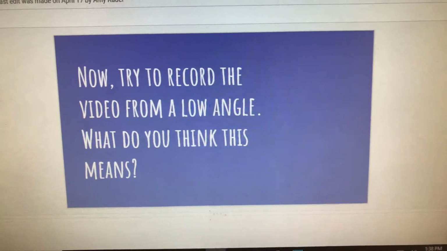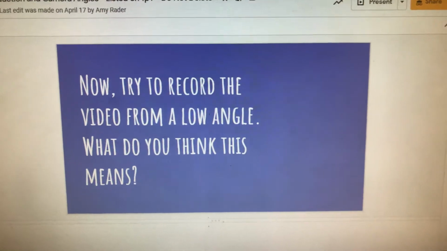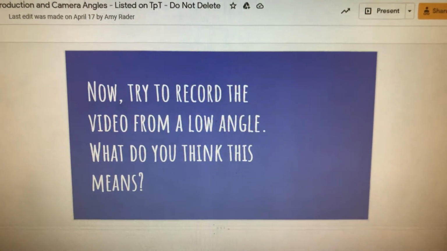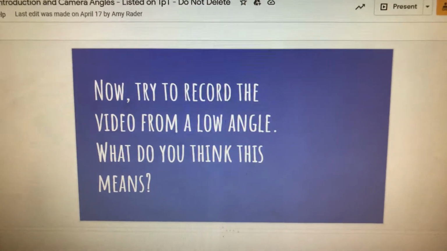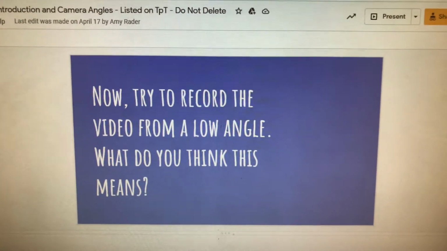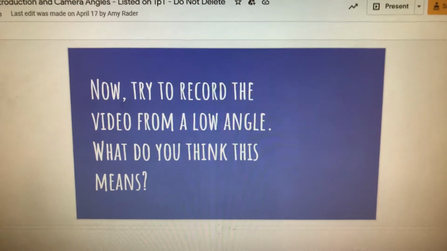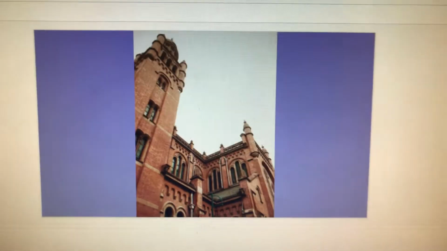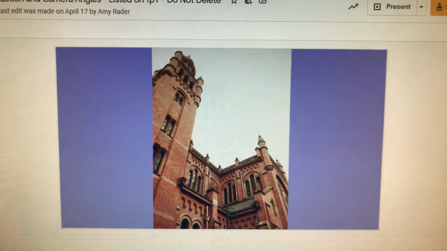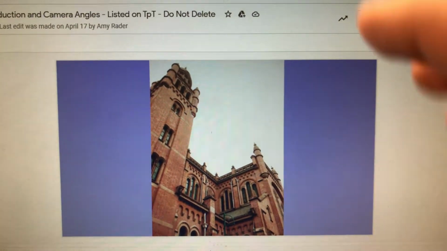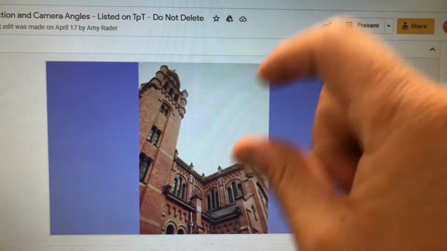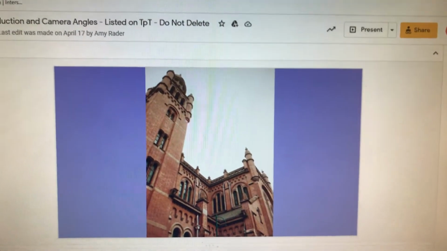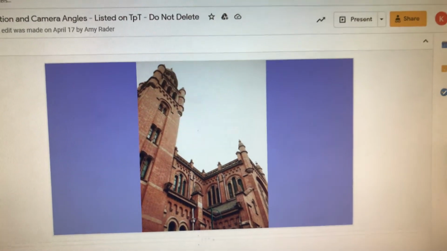The first of these is recording a video from a low angle. What do you think this might mean? We're about to see an image of a picture shot from a low angle. This is a low angle. This is an angle in which the reporter, of course, is closer to the ground and then turning the camera up towards the sky so that we get this upward shot of our subject, or a low angle.